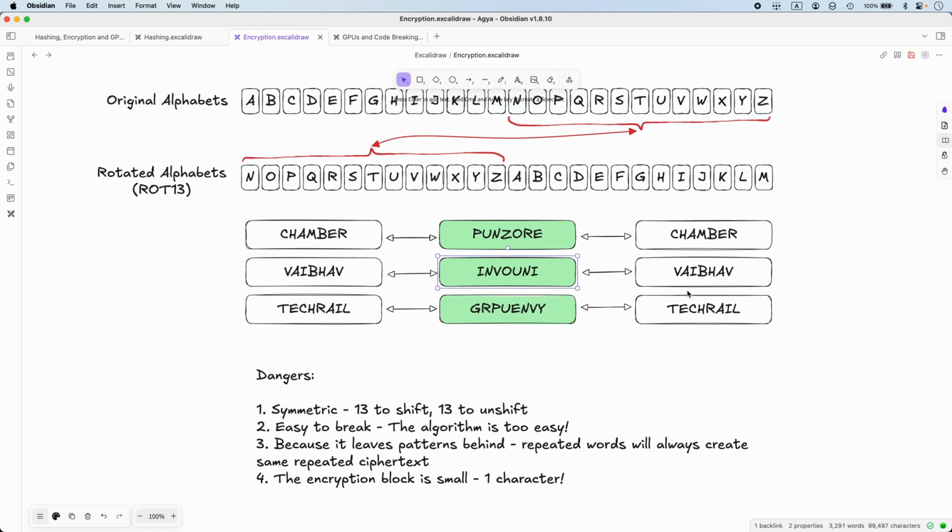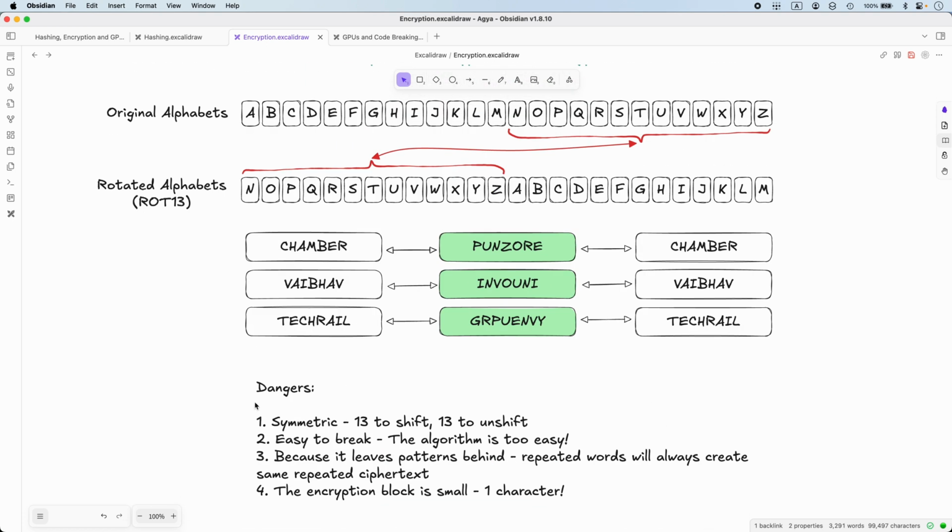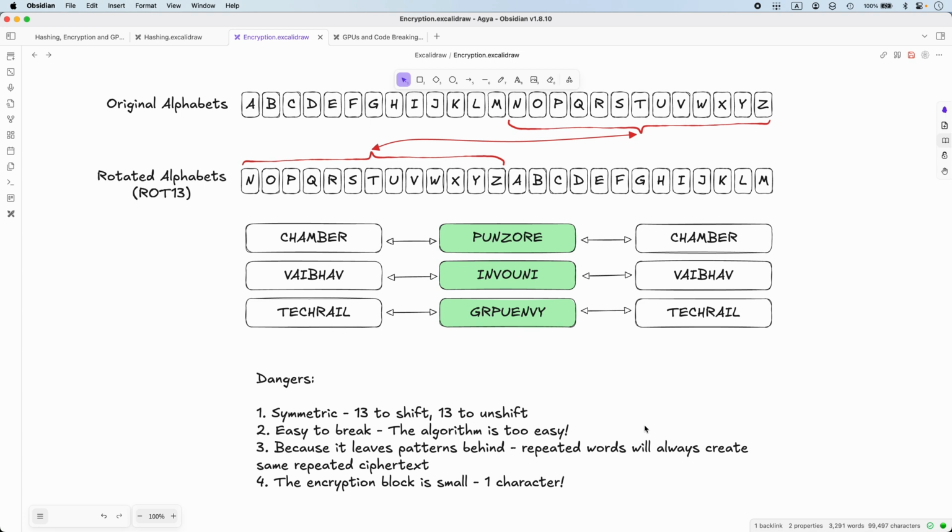As in, if I wrote one single text where Vaibhav appears 5 different times, the encrypted text will have the same encrypted word 5 times, right? So it is easy to find patterns, and once you have broken a pattern and you know that these patterns are supposed to be in a certain order, you'll be able to break them. The encryption block is very small. You are encrypting one character at a time. So these are the reasons why this is not a great encryption algorithm. I mean, maybe for passing notes in class, but please don't do this after watching the video.